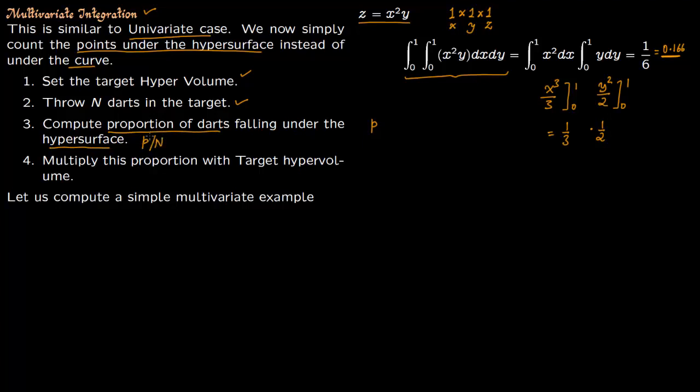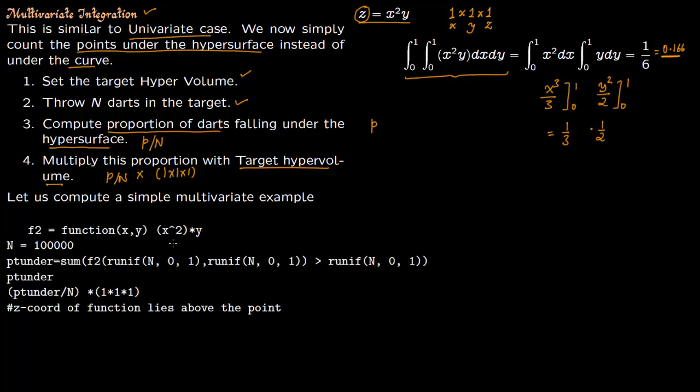So you have to compute the number of darts which land under the hypersurface. So multiply this proportion with target hypervolume. So then you have p by n multiplied by the target area. In this case the target area or target hypervolume is 1 times 1 times 1. So this is a 3 variable case, but you could make it n variable case. It does not matter. You just need to know what are the limits of integration and how this final function will behave. So let us now put this in R and C.